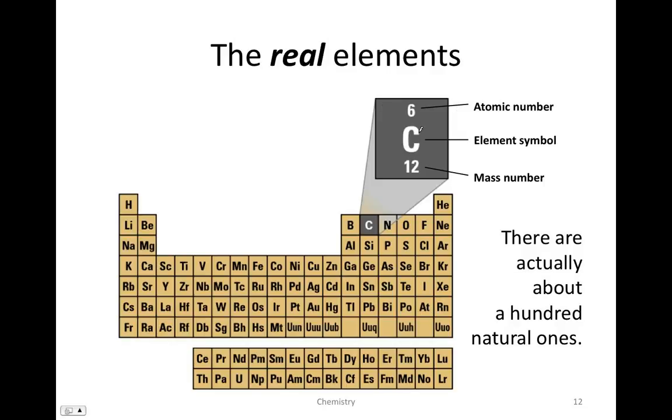The element always has a name. This one's carbon. It's not always written in the entries on the periodic table, but the element symbol, the letter C, is written. That's for carbon. Then we have 2 numbers. One is the atomic number. That's going to be the most important number to us. And then the other number is the atomic mass number. And we'll briefly talk about that.